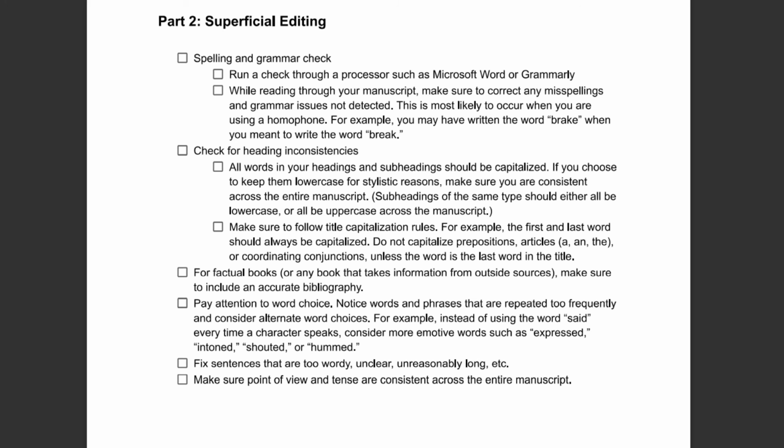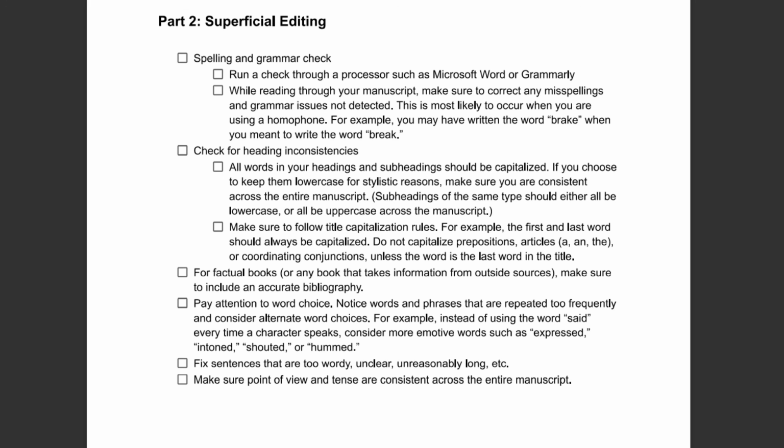Next, pay attention to word choice. Notice words and phrases that are repeated too frequently and consider alternate word choices. For example, instead of using the word said every time a character speaks, consider using more emotive words such as expressed, intoned, shouted, or hummed. Next, fix sentences that are too wordy, unclear, unreasonably long, etc. Make sure that point of view and tense are consistent across the entire manuscript.